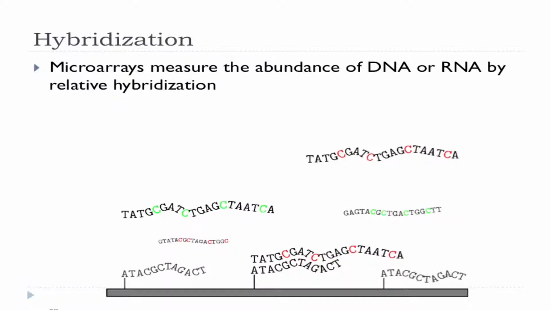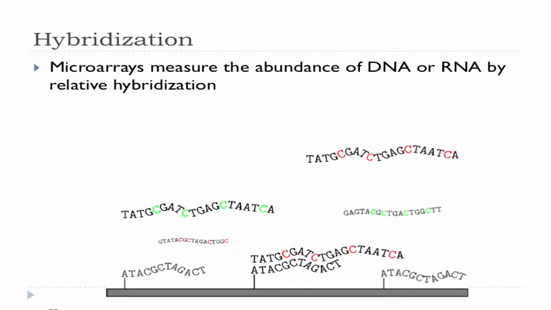Hybridization, this is just a reminder that these technologies all rely on a basic property of nucleic acids, that they like to find their mate. And unfortunately, this mate finding process is not perfect. Unfortunately for microarray data analysis, it's not perfect. Probably for lots of biological processes, it's great, but it's not perfect.